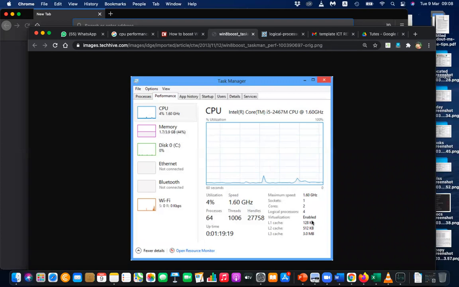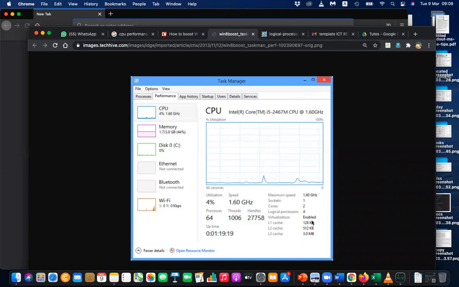There's another thing called Hyper-V support. That carries the same meaning, Hyper-V, hyper virtualization. If it is enabled, then that means you can install a virtual machine, virtual PC, and then install some other operating systems by creating virtual computers.